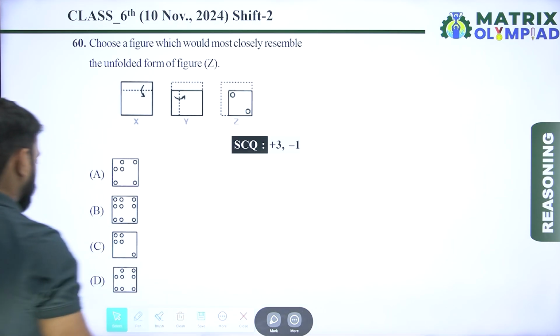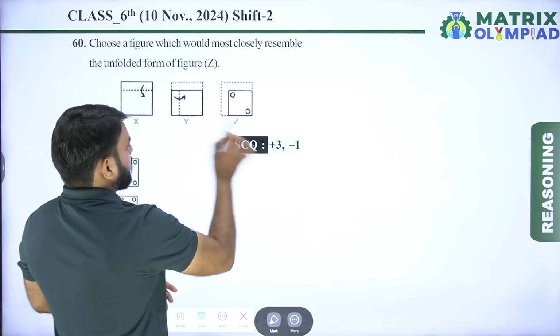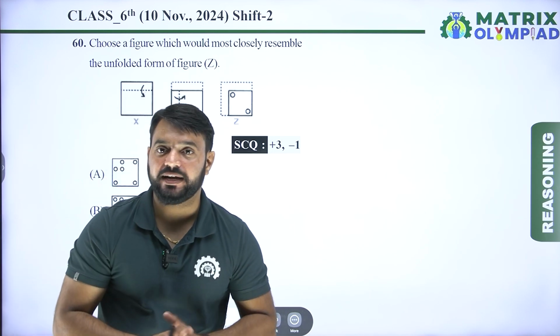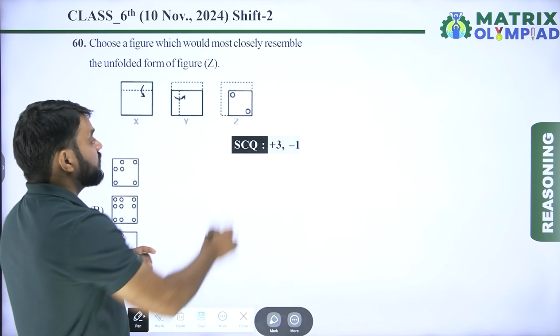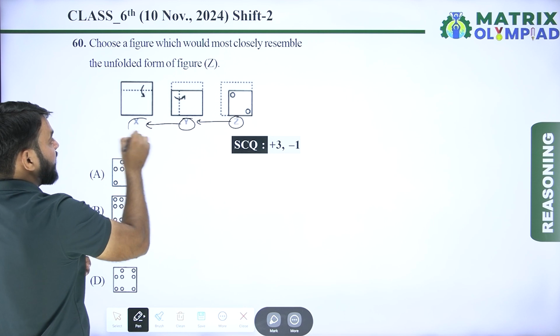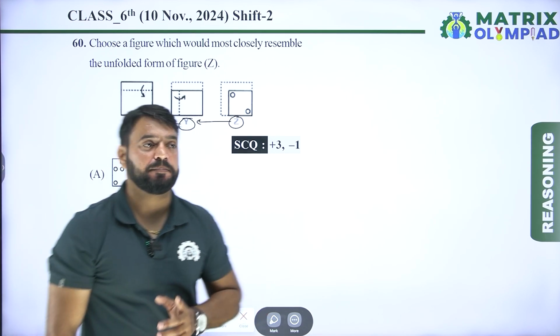So now the next question is question number 60. Choose a figure which would most closely resemble the unfolded form of figure Z. So unfold the figure in the same sequence in which it was folded and find the mirror image in each case. So first unfold Z, then we get Y. Now unfold Y, then we get X, and find the image of X, because X represents the unfolded paper.